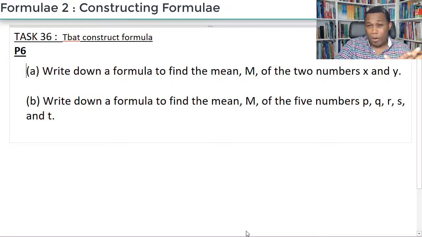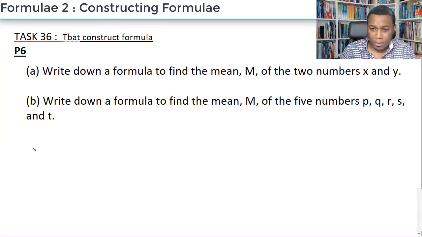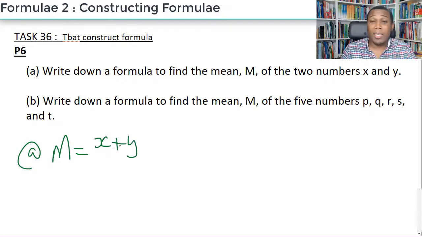Okay, so you had to pause. You went through it. The idea with finding the mean is you add up all the numbers you have and then divide by how many numbers you have. So in the first one, for A, m is the mean. I have two numbers, x and y. I'm going to add them up, x plus y, and then I need to divide by how many numbers I have. In this case, I have two numbers, so x plus y divided by 2.